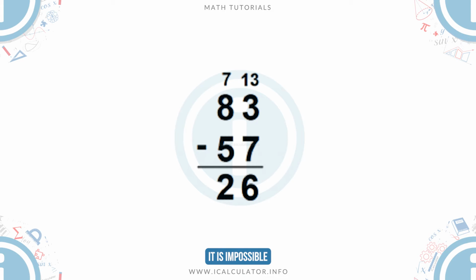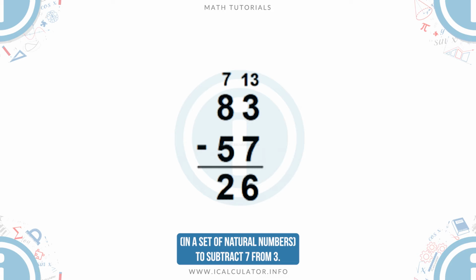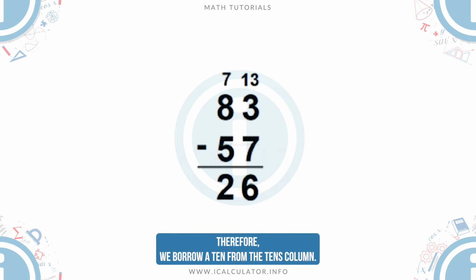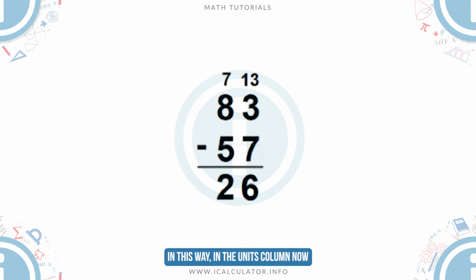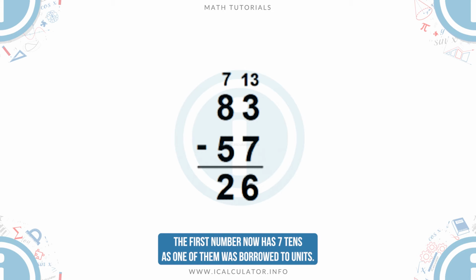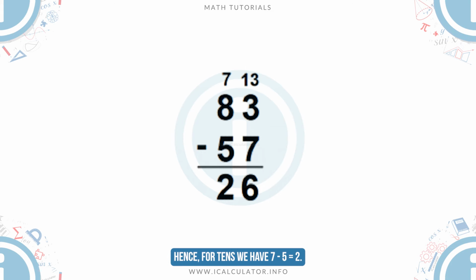It is impossible in a set of natural numbers to subtract 7 from 3. Therefore, we borrow a 10 from the tens column. In this way, in the units column now we have 13 minus 7 equals 6. The first number now has 7 tens as one of them was borrowed to units. Hence, for tens we have 7 minus 5 equals 2. The difference of 83 and 57 therefore is 26.